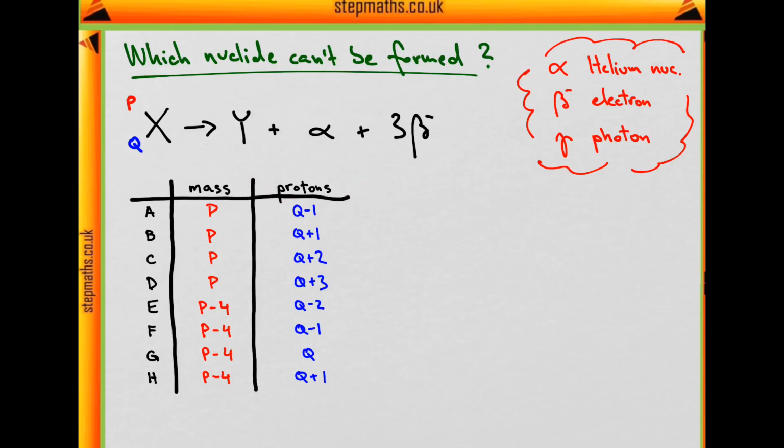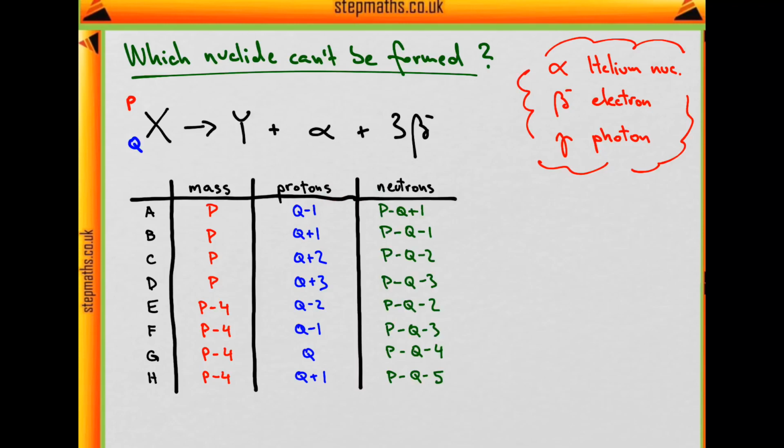And also remember that the number of neutrons in an atom, in the nucleus, is its mass minus the number of protons. So here is a new column where I subtracted the 2 numbers to get my number of neutrons. In the beginning, we only had element X, which had atomic mass m and the number of protons was q, so the original number of neutrons was p minus q.